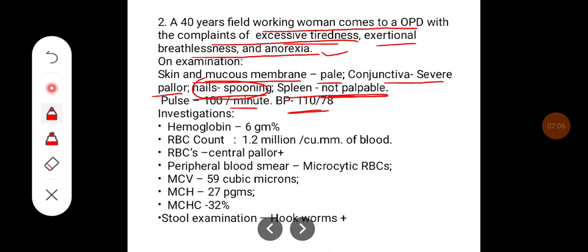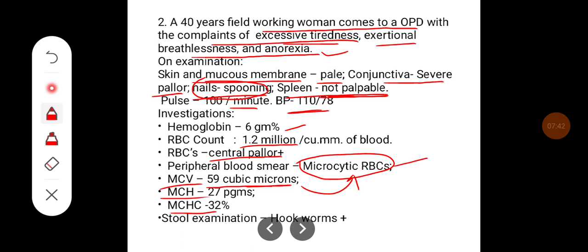Upon investigation, hemoglobin was 6 gram percent. RBC count is 1.2 million, which is less. In the RBC, there is a central pallor, suggests anemia. Peripheral blood smear shows microcytic anemia, and microcytic RBCs, they are very characteristic of iron deficiency. Some of the red blood indices where MCV is 59 cubic microns, which suggests again the microcytosis. The MCH and MCHC, they're quite normal, and stool examination shows the presence of hookworm.